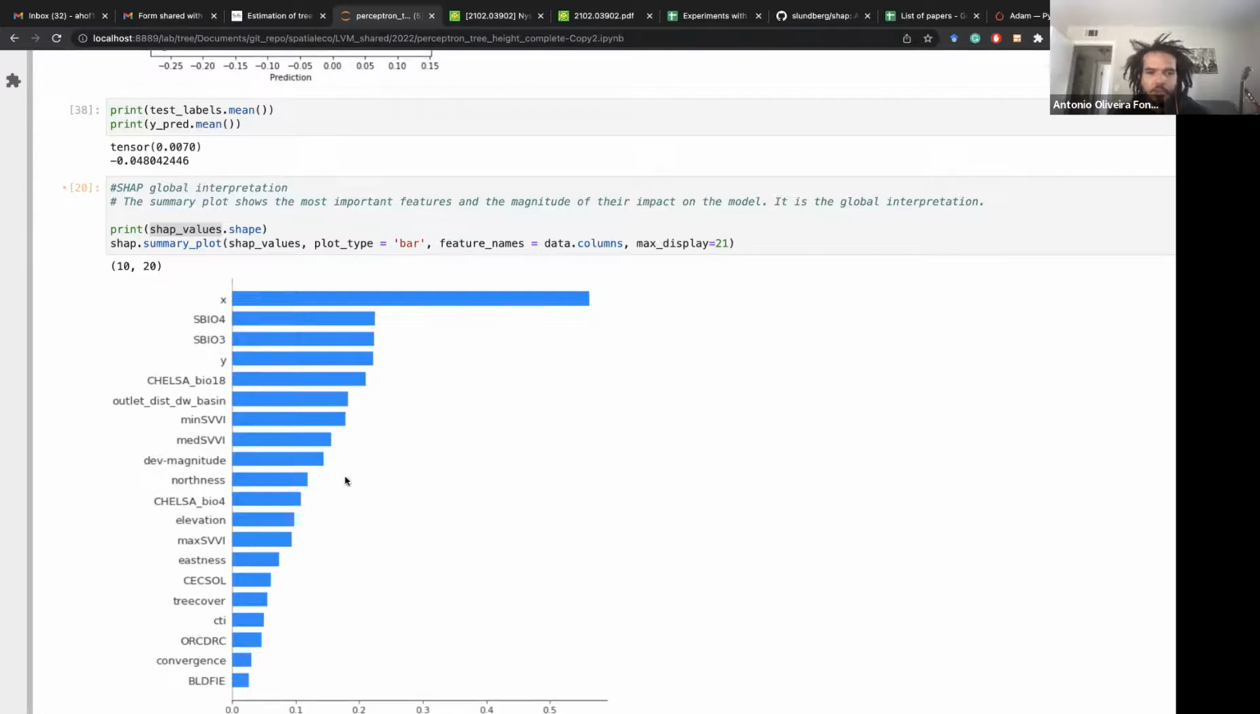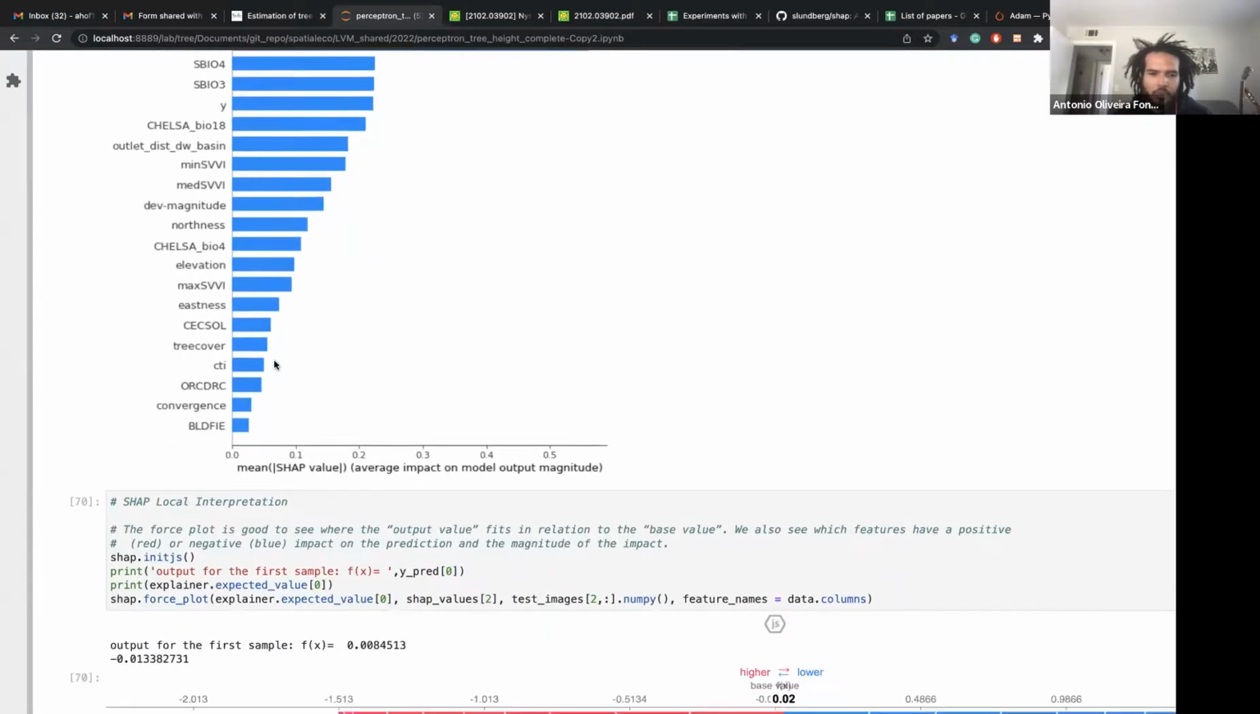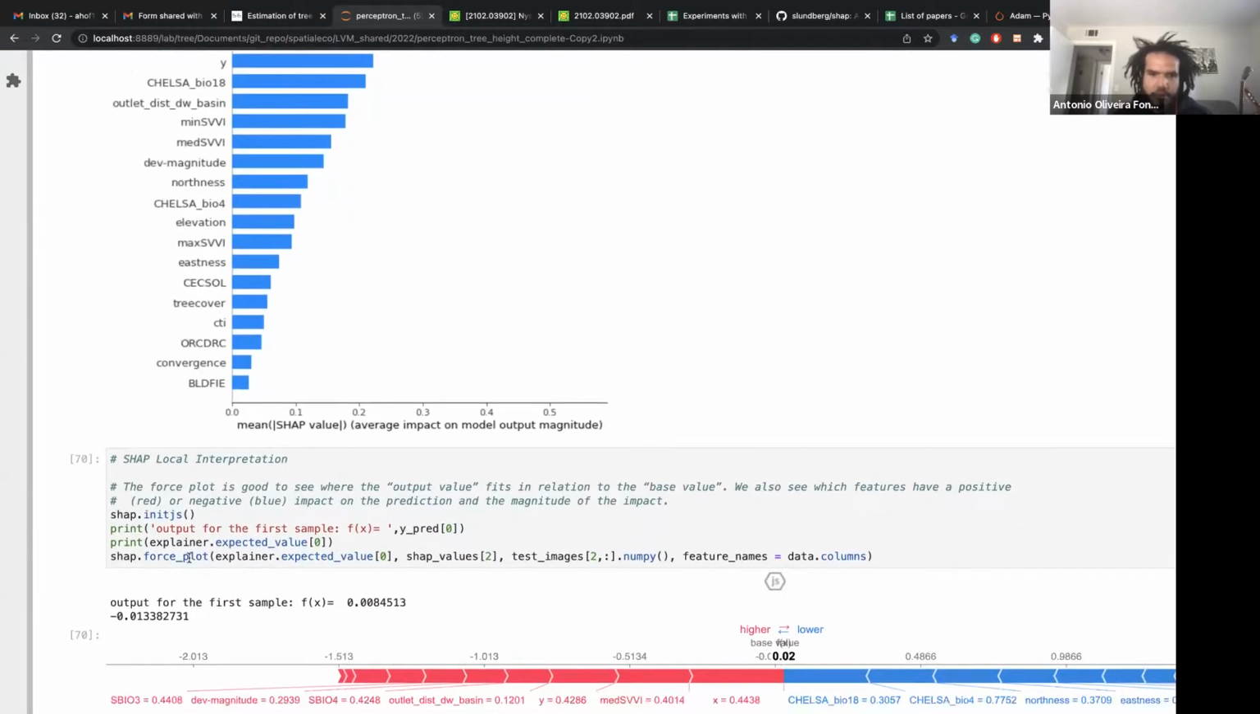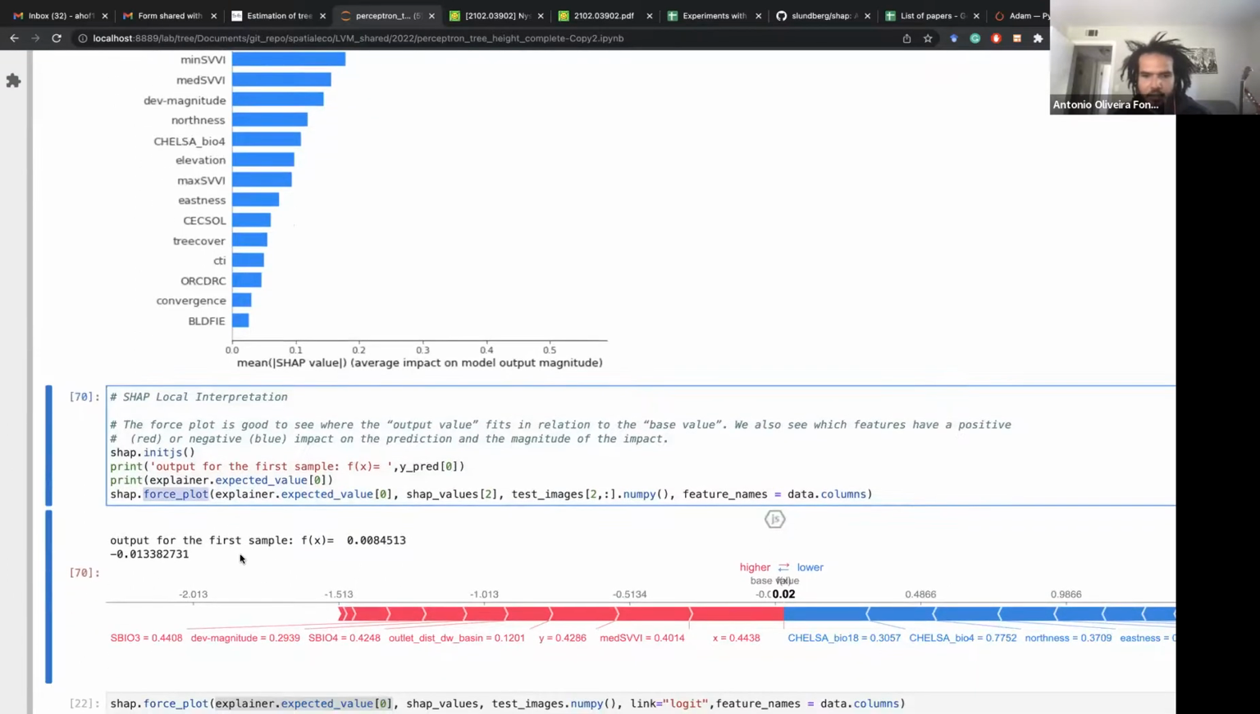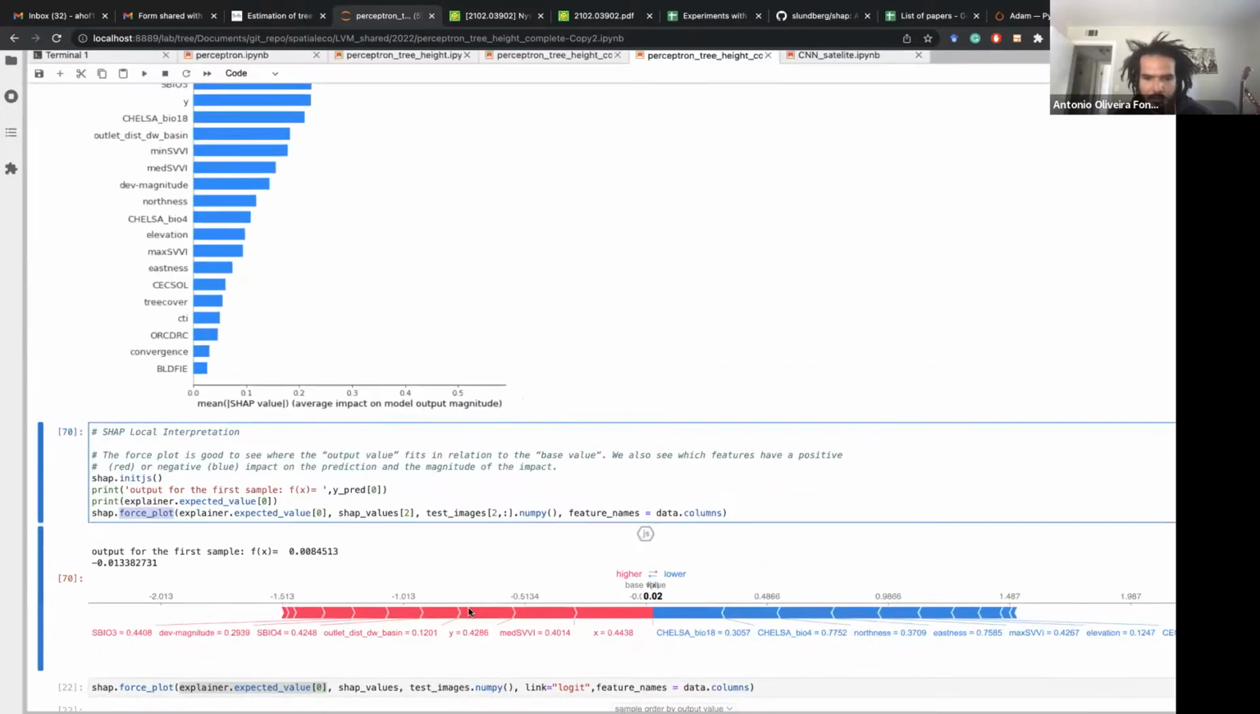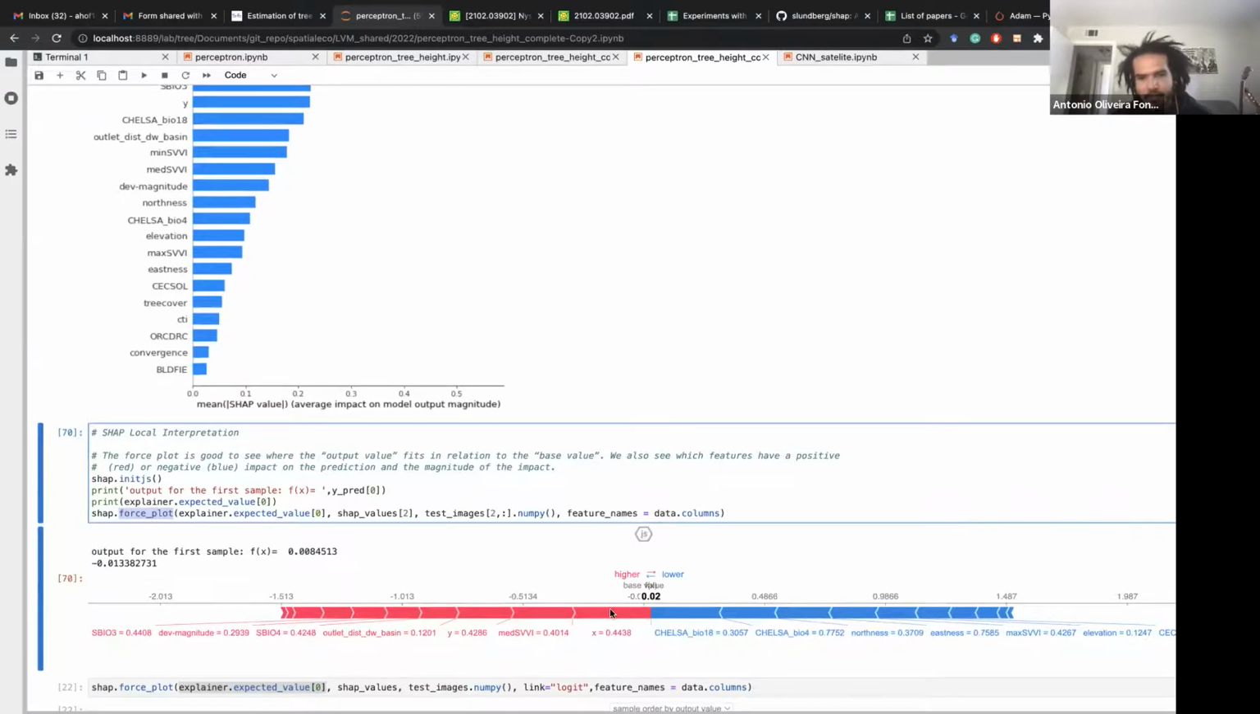But this is kind of general, we don't know exactly in which direction this contribution is happening, right? So for example, does a greater latitude necessarily imply higher or bigger trees, or the other way around? Then you have this other plot called the force plot, also given by SHAP values, where you can inspect, given this feature, in which direction it's steering the prediction, right?